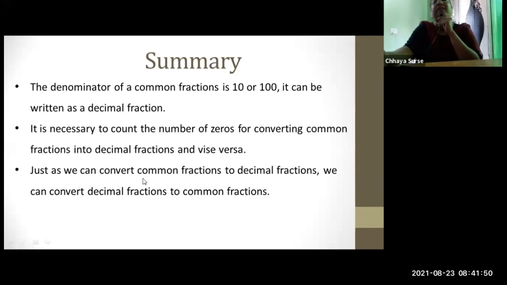I told you, you have to count the number of zeros when converting the common fraction. Just as we can convert common fractions to decimal fractions, we can convert decimal fractions to common fractions. Now we taught you common fraction to decimal fraction and decimal fraction to common fraction. Okay.